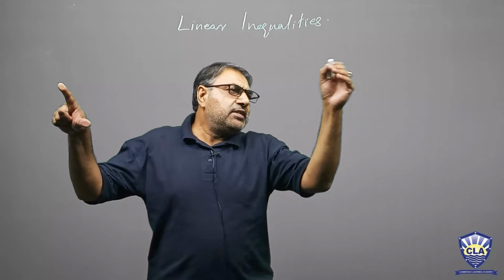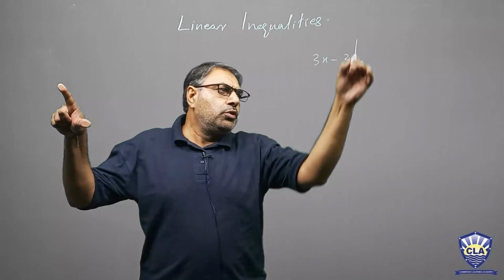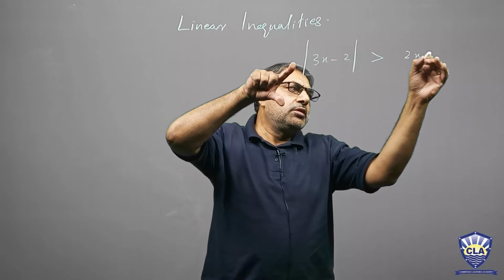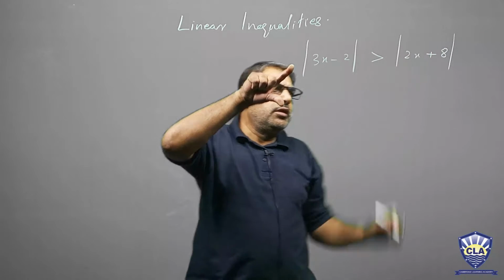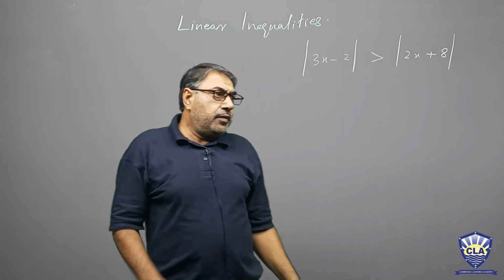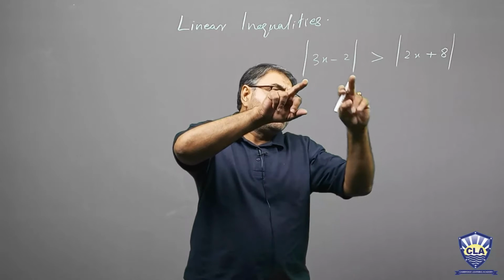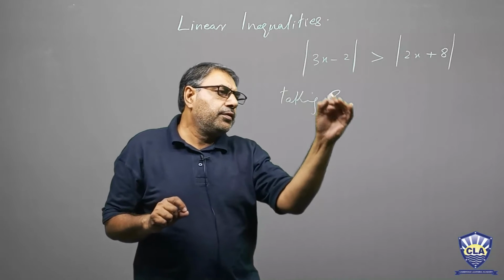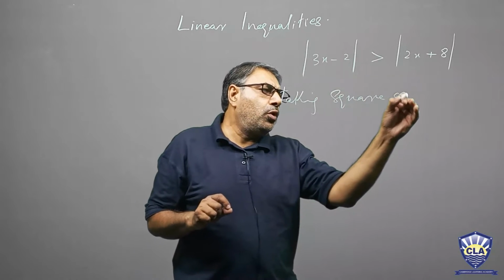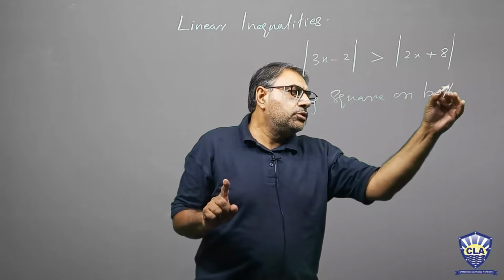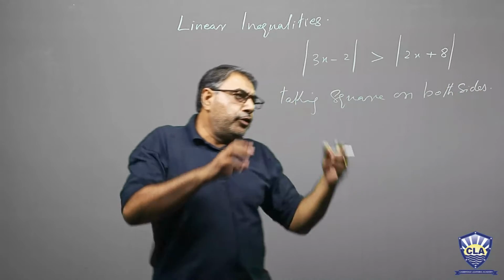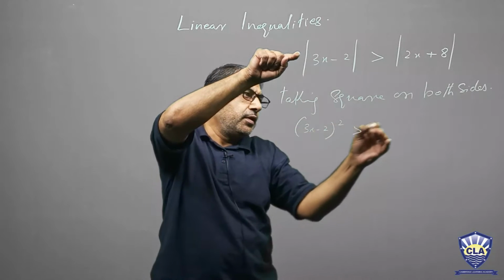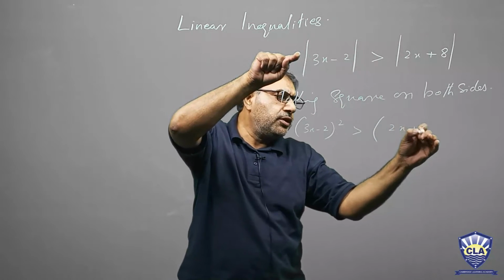In this topic, we have an inequality with a modulus on this side, |3x − 2|, and again a modulus on the other side, |2x + 8|. To solve such an inequality, take the square on both sides and remove both the moduli: (3x − 2)² and (2x + 8)².